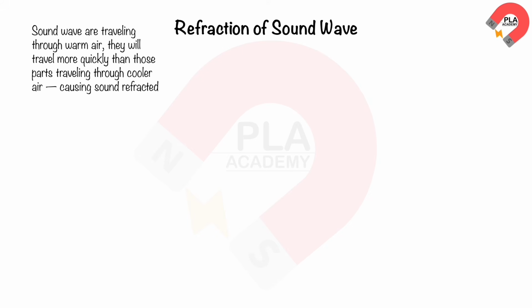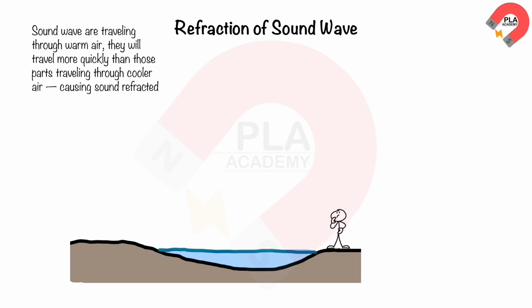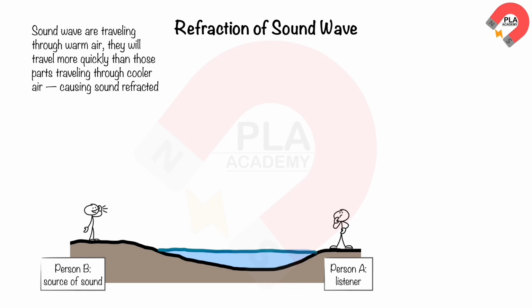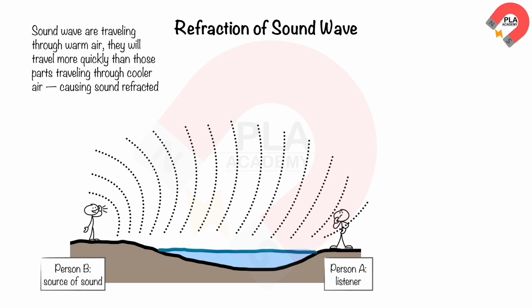Although it is not possible to see sound waves being refracted, we can sometimes hear their effect. If person A is standing at the edge of a large pond or lake, he can sometimes hear sounds from person B on the other side of the water much more clearly than we would expect. This is due to refraction. The figure explains how this happens.